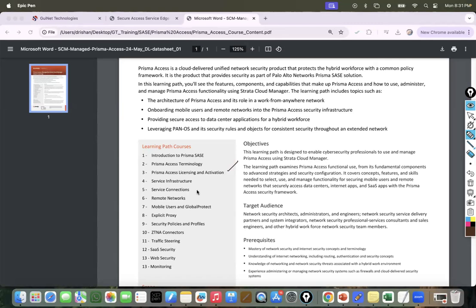How the service infrastructure is going to look, how the service connection is going to look. I mentioned the security processing node and service connection, SC-CAN, which we discussed, right? So that is what it's going to look like. Remote network, we'll discuss how the remote network is going to look. And also we'll discuss the mobile user and GlobalProtect. This is the most important thing.